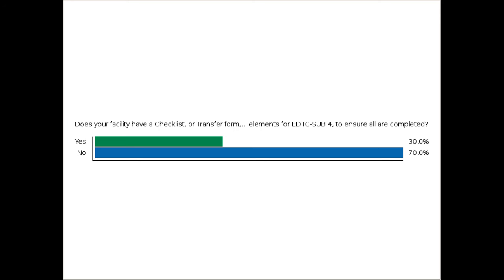I'm going to leave it open for a few more minutes, but it looks like a lot of people do not have a checklist or a transfer form that actually includes all 3 data elements of the ED Measure-4 to ensure that they are completed. Okay, I'm going to close the poll because the responses stopped coming in. So 70% of those of you still on the line do not have a form. That is very helpful information.